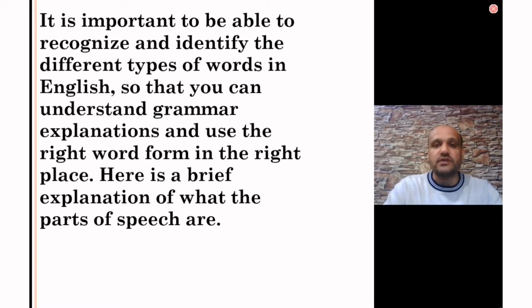It is important to be able to recognize and identify the different types of words in English so that you can understand the grammar explanations and use the right word form in the right place. Here is a brief explanation of what the parts of speech are.